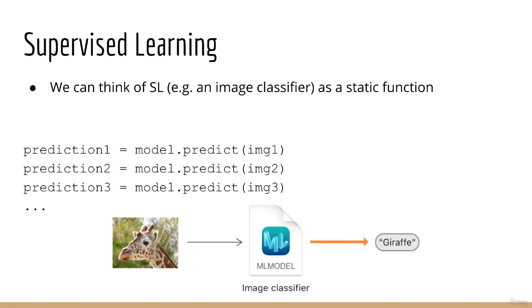I want to begin by thinking about supervised learning. When we think about, say, an image classifier, you can think of it as a static function. I pass in an image and I get a prediction. It tells me what kind of object is in the image, for example. There's no notion of time. I pass in another image, I get another prediction. The image classifier is just a function. I give it an input and it produces an output.